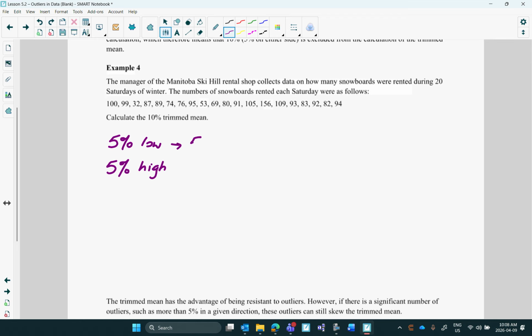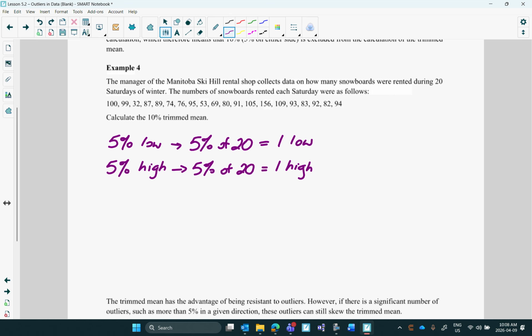So what's 5% of 20? Remember, there's 20. So that's 0.05 times 20, which is 1. That means one low we're going to take out. Similarly, 5% of 20 is one high we're going to take out. Or you could have just done 10% of 20, get 2, and say one high, one low. That works out to the same thing. So which ones are we going to take out?